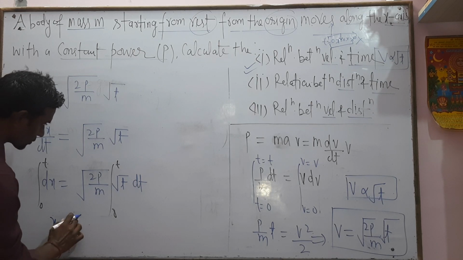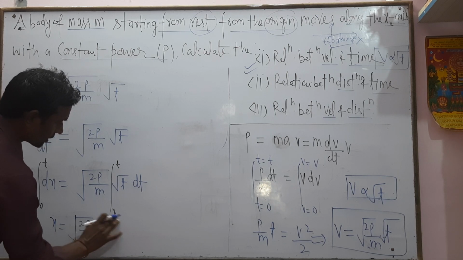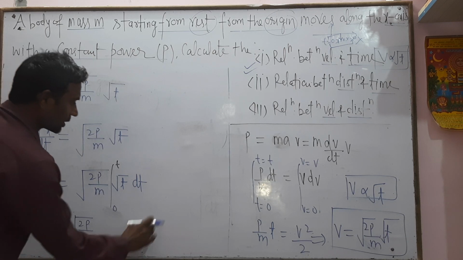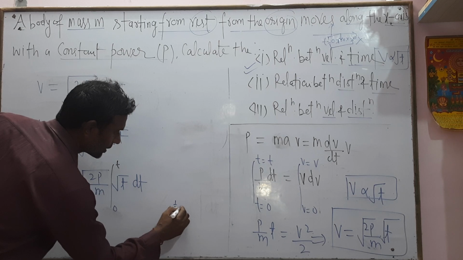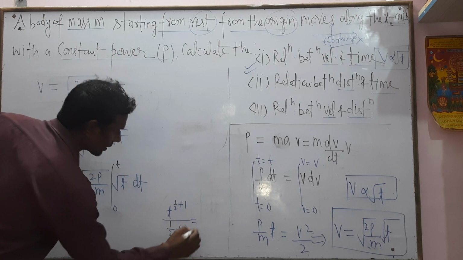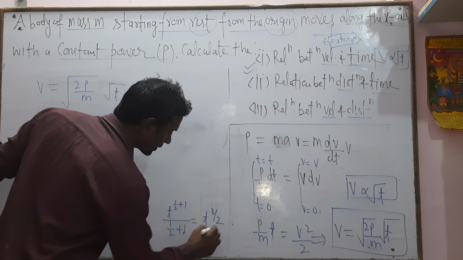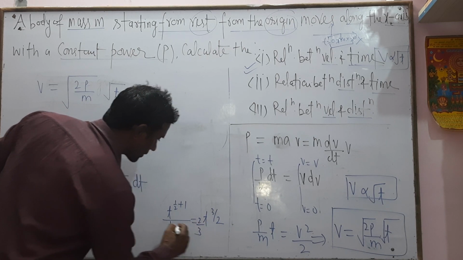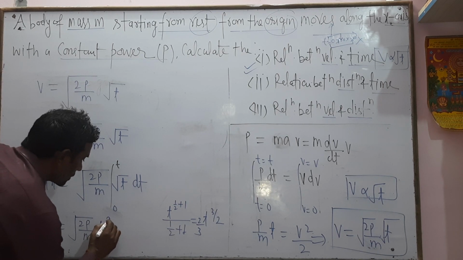So x equals root of 2P by m into the integral of root of t, which equals t square by 2. So this is t to the power 1 by 2 plus 1, divided by 1 by 2 plus 1. 1 by 2 plus 1 will be equal to 3 by 2. So t to the power 3 by 2, divided by 3 by 2, so that is 2 by 3.